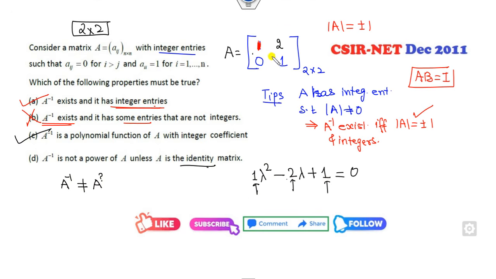I can show this with an example. What is the A inverse? The determinant is 1, so it is 1, minus 2, 0, 1. Clearly this cannot be written as A raised to some power. So it is not a power. Yes, it is also the right answer. So C and D are the correct answers of the problem.